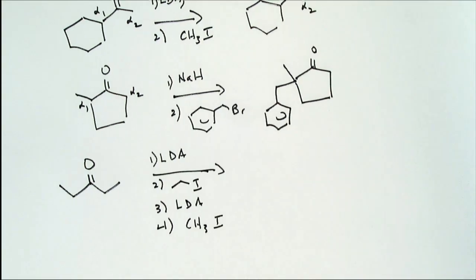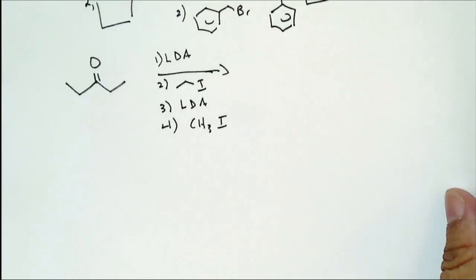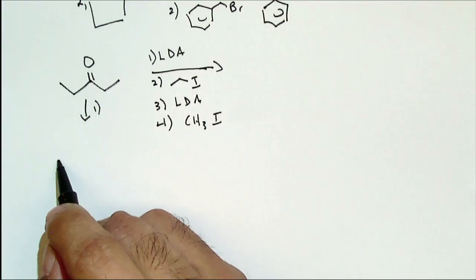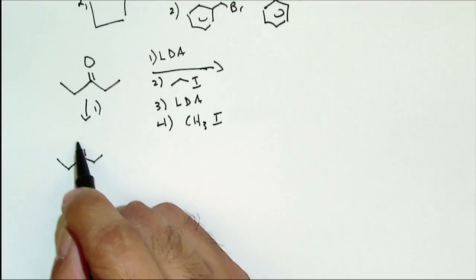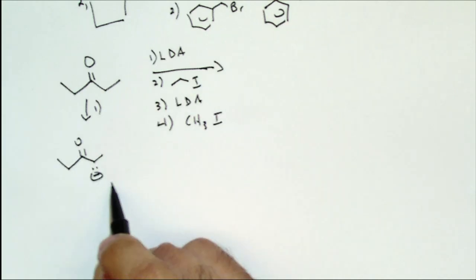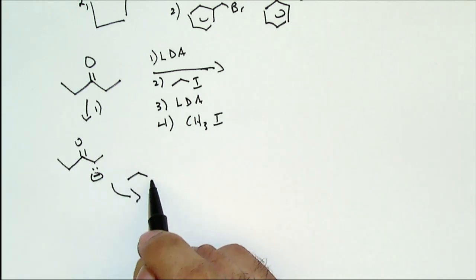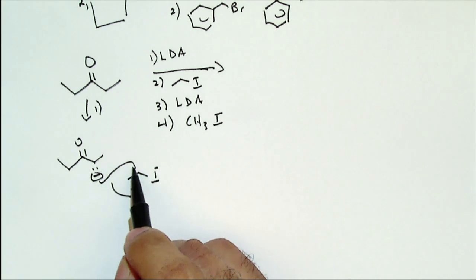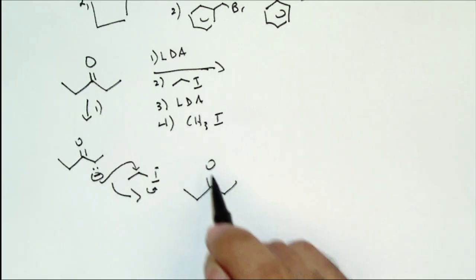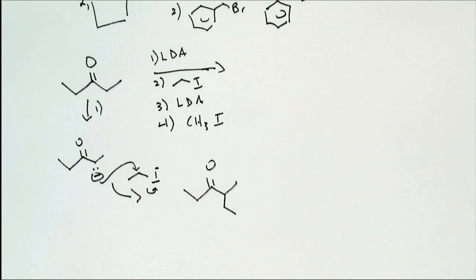So let's do this in sequence. Because this is symmetrical, when the LDA is added, step number 1, it doesn't make a difference where I deprotonate, so I'll just say here on the right. Step number 2, when I throw in my ethyl iodide, that carbon will attack here and kick that out. So therefore, what you will end up doing is attaching the ethyl at that position.